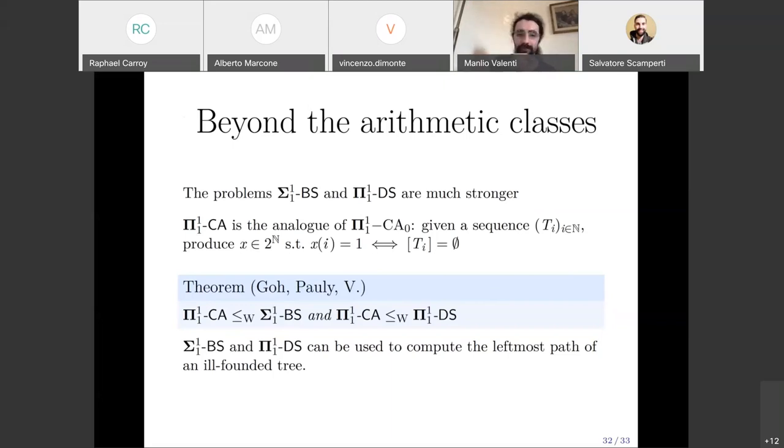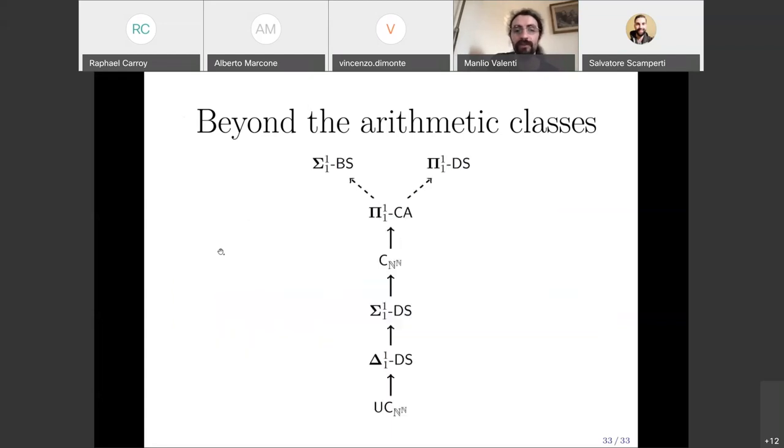So this is actually equivalent to Pi 1-1 comprehension, and therefore we showed that these two problems are way on top, way higher up. There's a huge gap between Delta 1-1-DS and Sigma 1-1-DS.